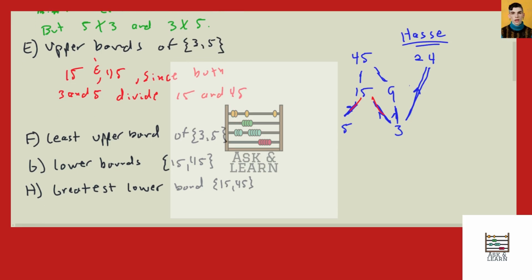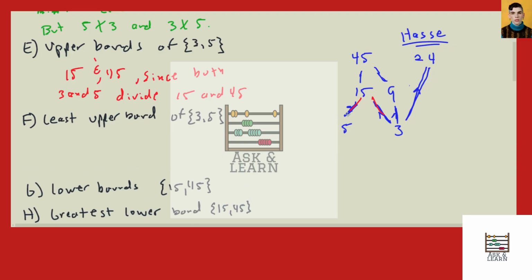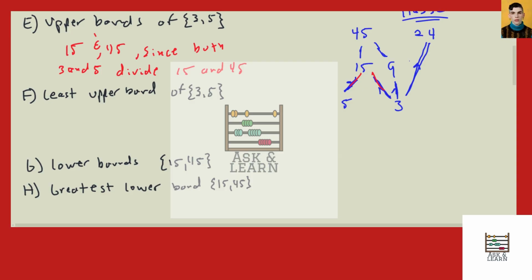Now we want the least upper bound of 3 and 5. When we look at the Hasse diagram, all we want is to see which of these upper bounds is lower. Since 15 divides 45, that means 15 is smaller in terms of divisibility than 45. So this is going to be 15, since 15 divides 45.